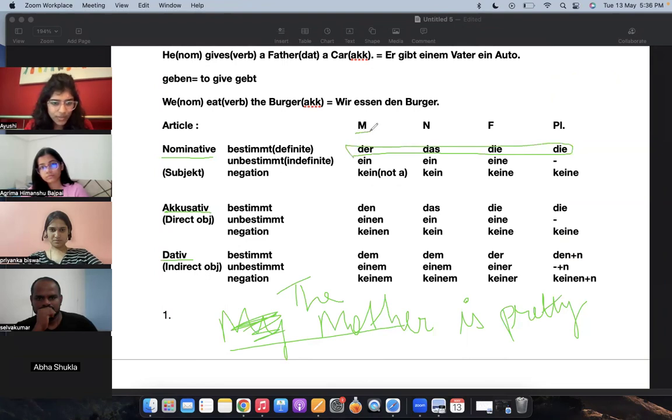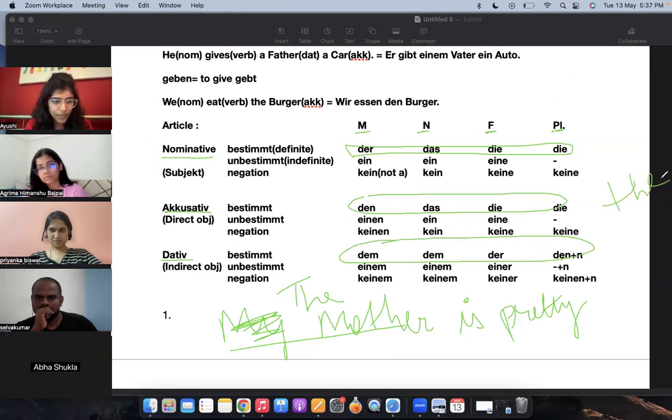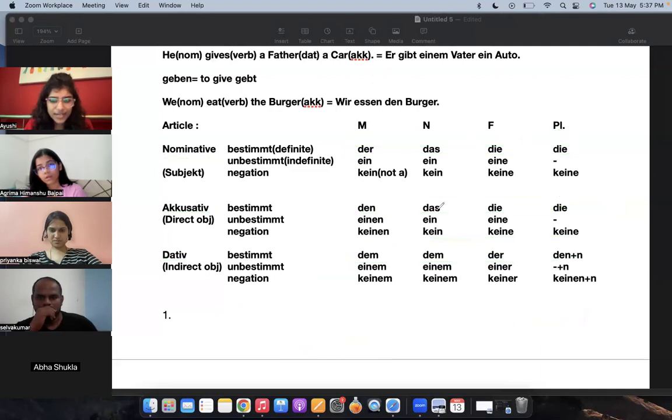So that means if you see here, guys, this complete line, what is M? M means masculine, N means neuter, F means feminine, and PL means plural, okay? So this complete line, and this complete line, they all mean what? They all mean 'the', okay? So all of these: der, das, die, die, dem, der, den plus n. They all mean 'the', okay?